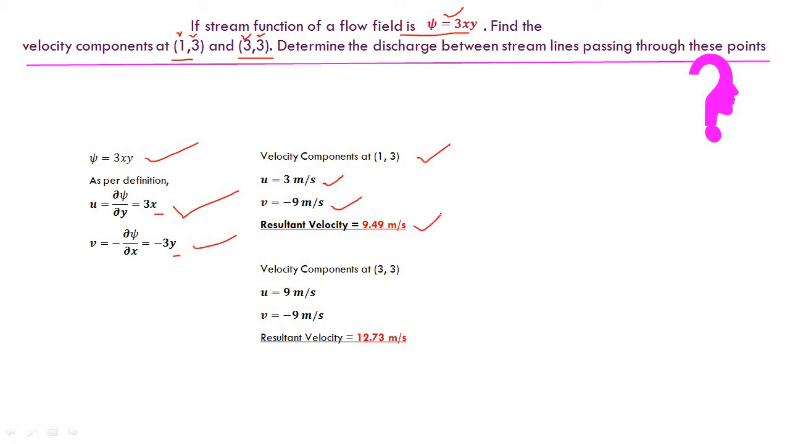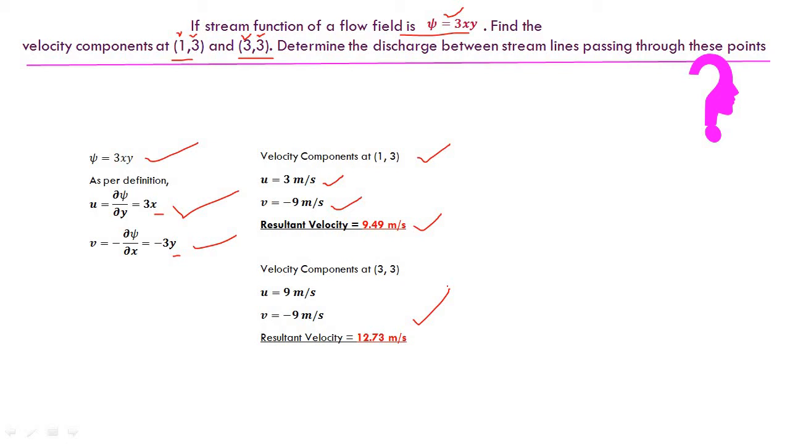the resultant velocity is square root of u square plus v square, that is square root of 3 square plus minus 9 square, and we get the resultant velocity equal to 9.49 meter per second. Same procedure you adopt for the point (3, 3), and you get the resultant velocity as 12.73 meter per second. So the first part is over.